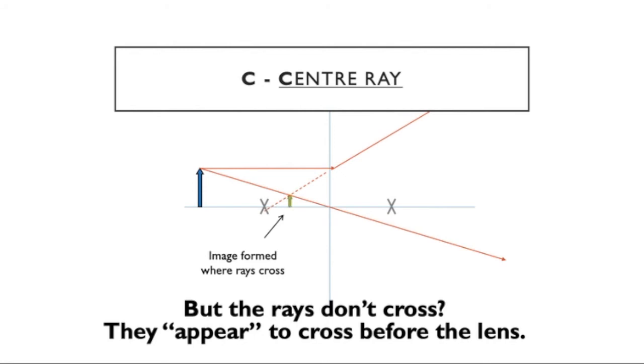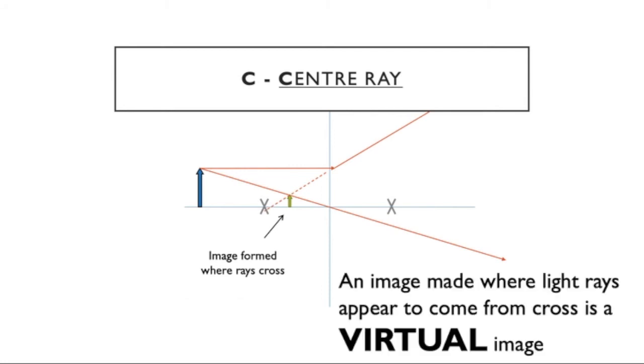Our image will be formed on the left-hand side of our lens, and so actually it will be a virtual image. You can see that there aren't 2 rays of light on the left-hand side that are crossing, but it appears that those rays of light are coming from the left-hand side. And so it appears that the image is on the left-hand side of that lens, and so we call that a virtual image. An image made where light rays appear to come from is called a virtual image.